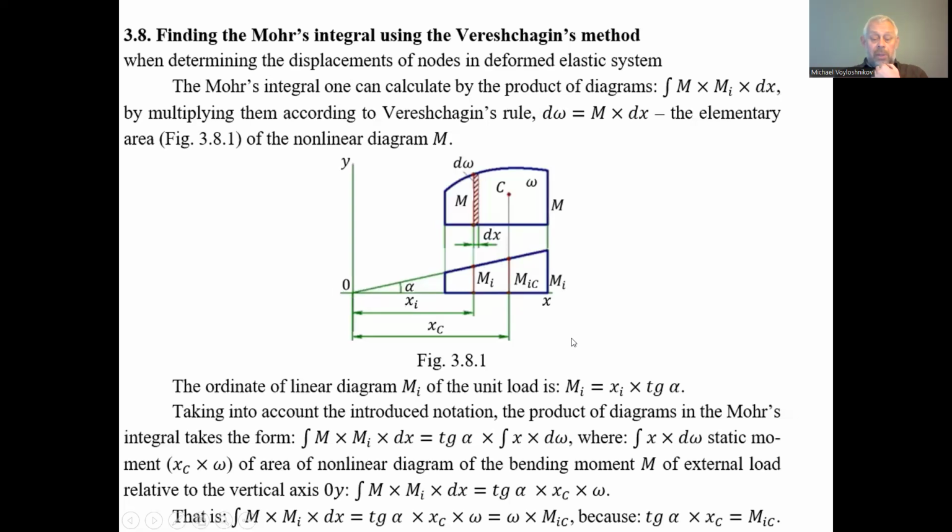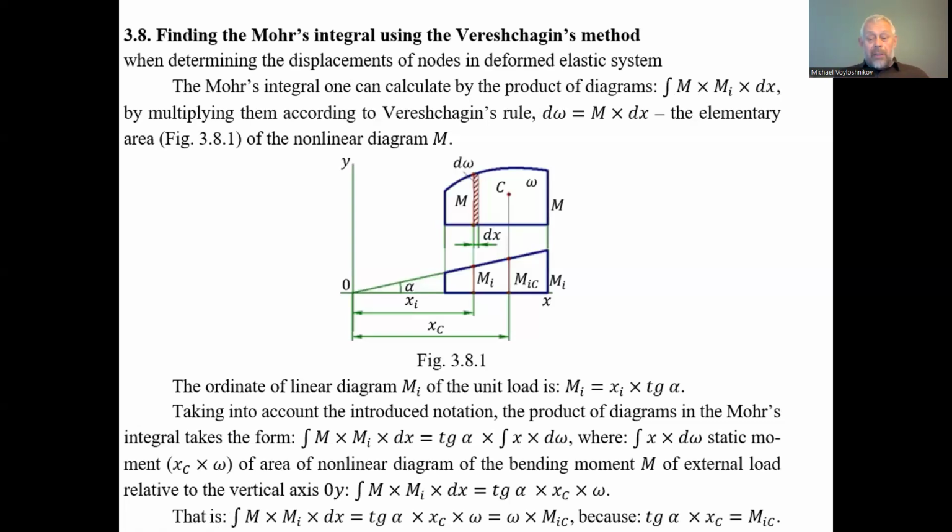So what is the rule of Vereshchagin to determine the Mohr integral indicated here, with not only the denominator, with not the characteristics of the rigidity of the mechanical system? Because we consider only the product of the diagrams in the Vereshchagin rule, and we just remove the denominator of the rigidity characteristics of the element of the mechanical system.